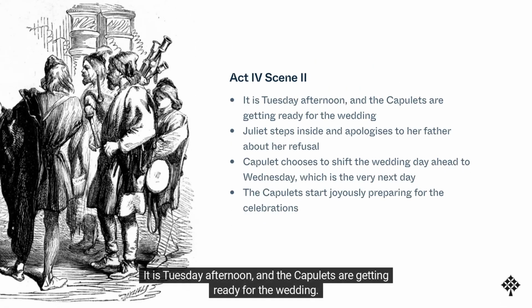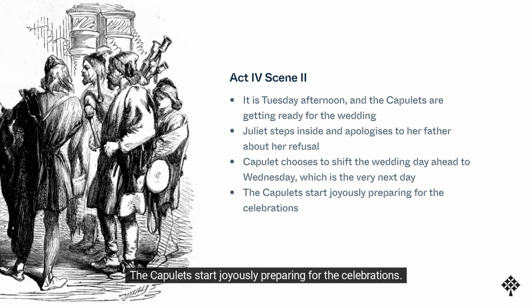It is Tuesday afternoon, and the Capulets are getting ready for the wedding. Juliet steps inside and apologizes to her father about her refusal. Capulet chooses to shift the wedding day ahead to Wednesday, which is the very next day. The Capulets start joyously preparing for the celebrations.